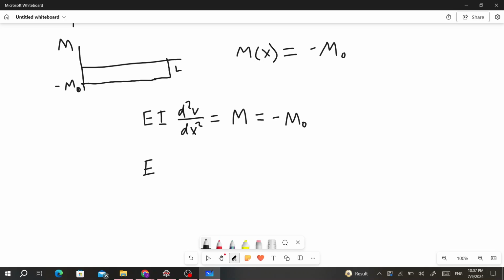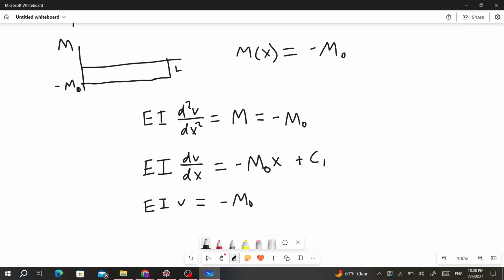So we have EI, this is our first integral, dv dx, equal to, now we integrate the right hand side, negative M naught x plus a constant of integration, call it c1. We integrate again, and we have EI times v equals minus M naught x squared over 2 plus c1 times x plus another constant of integration, we'll use c2.